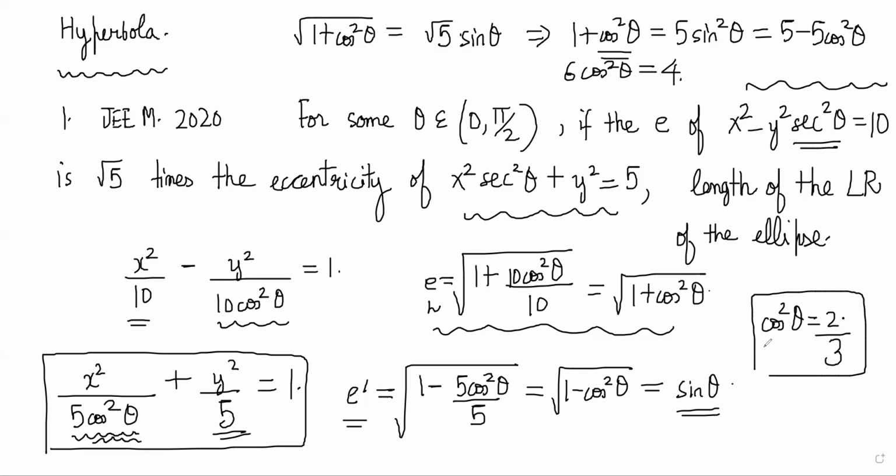Now, the question is asking for the length of the latus rectum of the ellipse. So usually in the normal ellipse, it is 2b square by a when the major axis is the x-axis, right? So one second, let me just think about it. Length of latus rectum of this ellipse. So we have an ellipse like this. The major axis is this, the latus rectum is this.